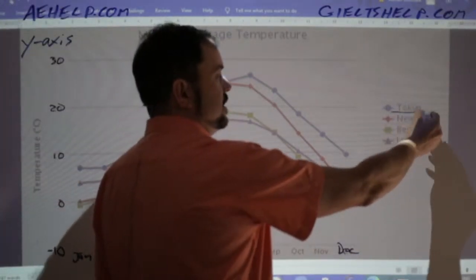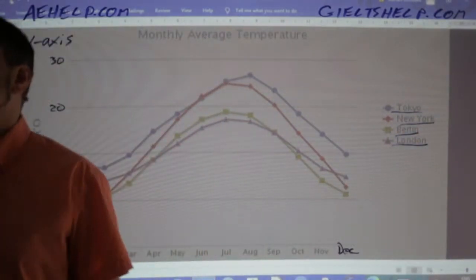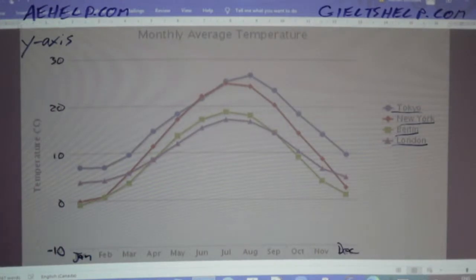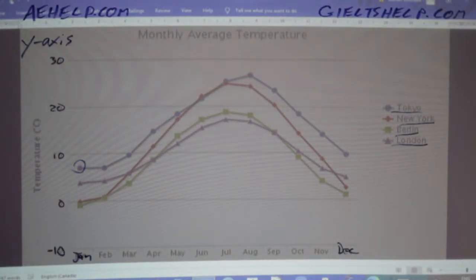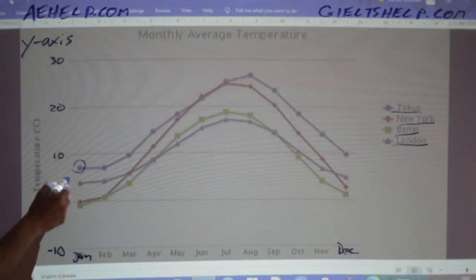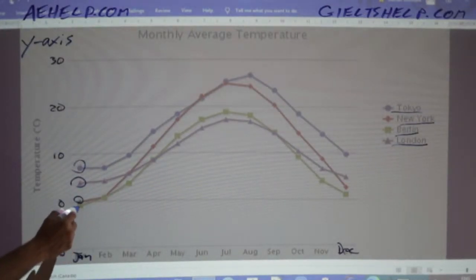So we have Tokyo, New York, Berlin, and London. All right, so those are the four cities, and that's what we have in this line graph, plus of course all of the lines. So this is Tokyo, this first one. This one here is London, and then we have New York, and then we have Berlin. Okay, so those are kind of the start points.